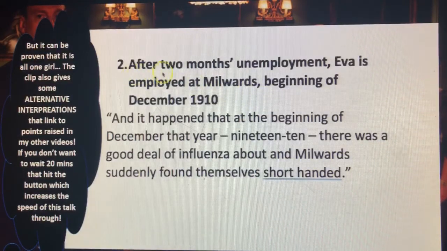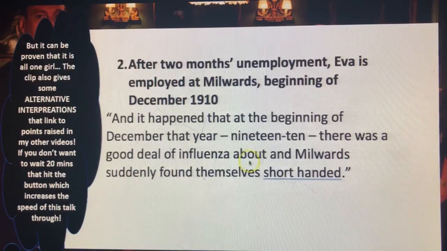Next, we find out that after 2 months of unemployment, Eva is employed at Millwards, the department store, and this is the beginning of December 1910. "And it happened that at the beginning of December that year, 1910, there was a good deal of influenza about, and Millwards suddenly found themselves short-handed." Now, this is a crucial bit of information because it tells us how incredibly lucky Eva was to get the job, and it tells us 2 terrible things about the economy at the time.